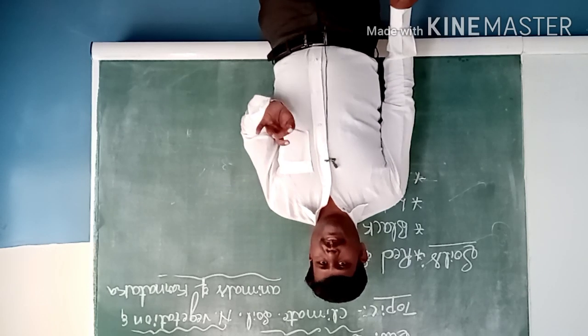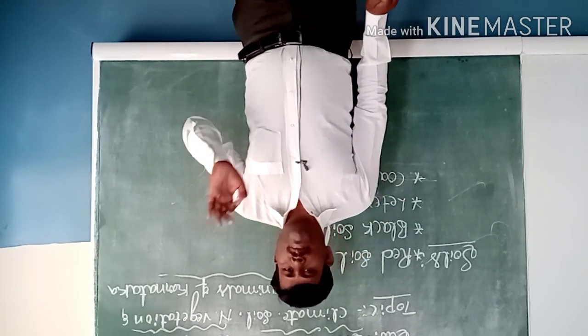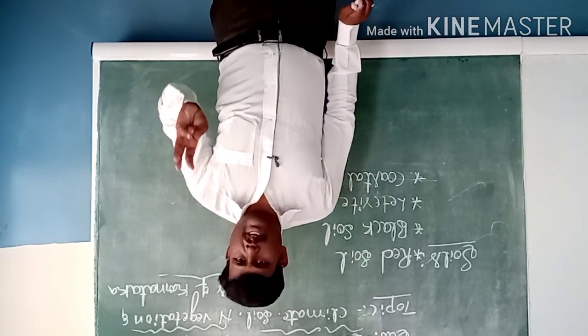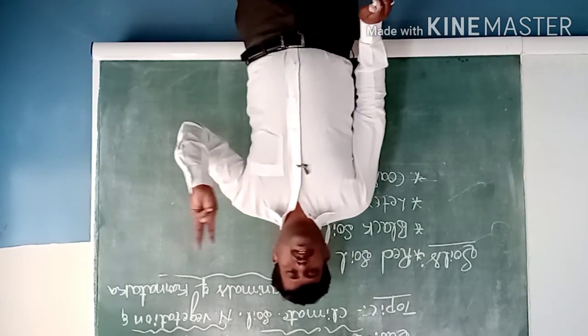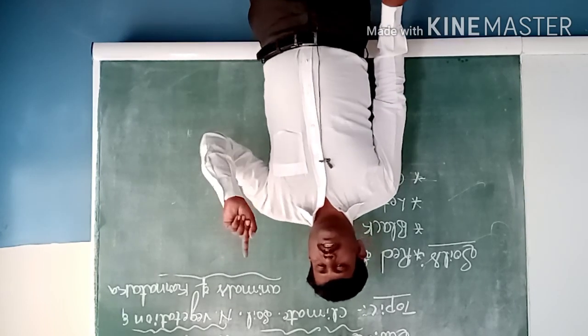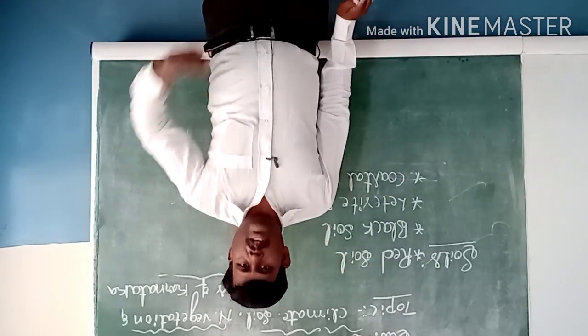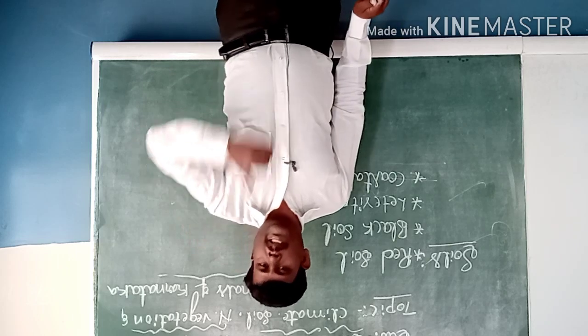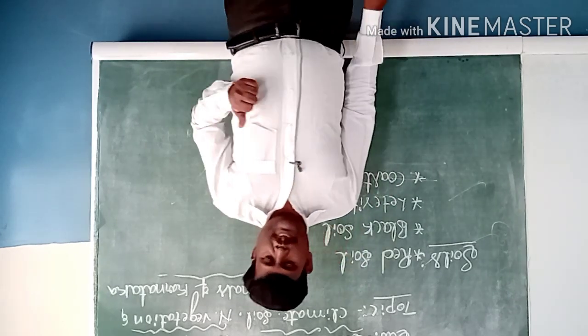So these are all four soils in our Karnataka: red soil, black soil, then laterite soil, last one coastal alluvial soil.